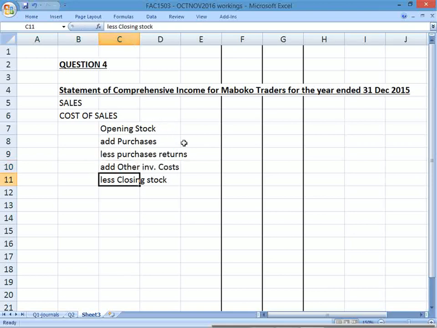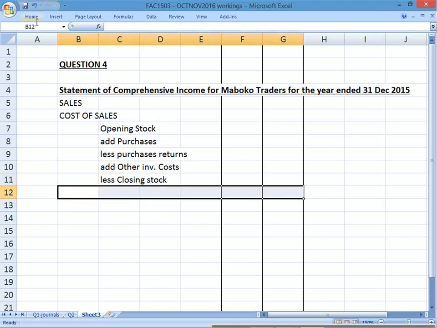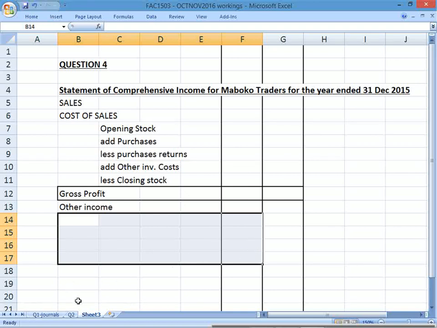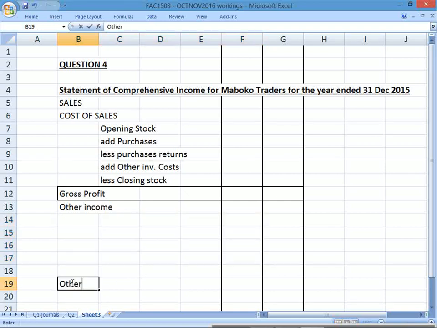But that's what you've got. Okay, then sales minus cost of sales gives me a gross profit. So I'm going to have a total here for gross profit. Okay, then there is going to be other things. So there'll be other income. Okay, then I'll list other income. There'll be other expenses. So leave a few lines, other expenses. Okay, and then leave a few lines.